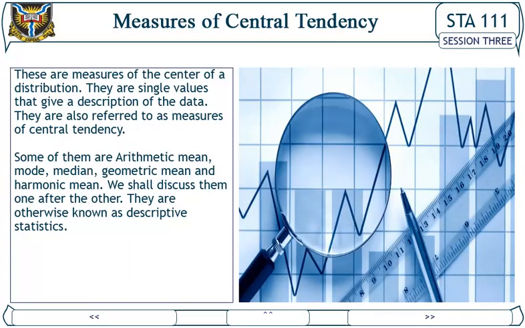Measures of central tendency. These are measures of the center of a distribution. They are single values that give a description of the data. Some of them are arithmetic mean, mode, median, geometric mean, and harmonic mean. We shall discuss them one after the other. They are otherwise known as descriptive statistics.